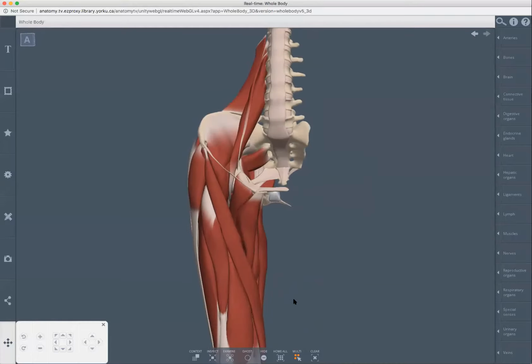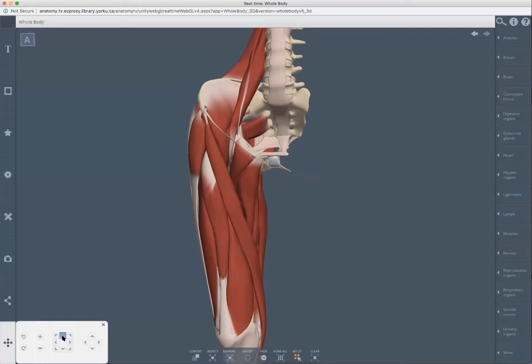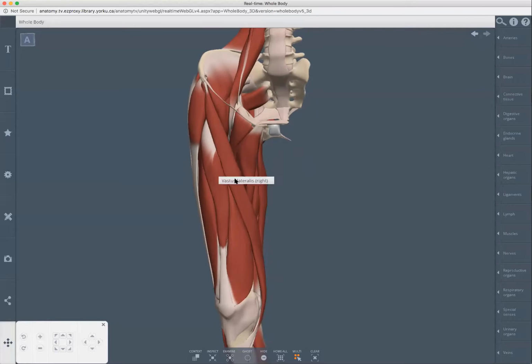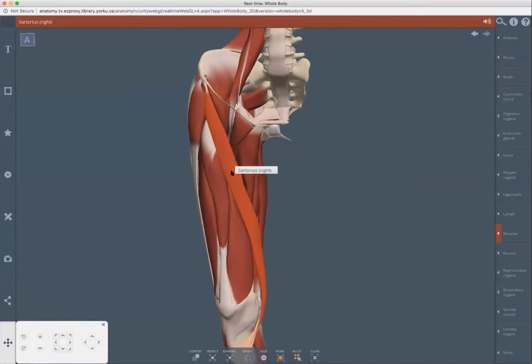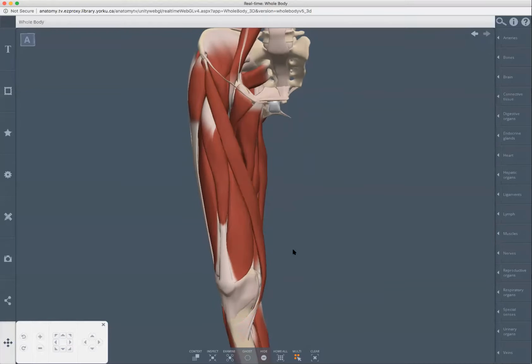And since we're right here, let's do some of these anterior thigh muscles. So now we're moving into the thigh. Okay, so we'll start here with sartorius. You can see it going from the anterior superior iliac spine, crossing medially to insert on the tibia. Here, let's move this up so you can see it. There we go. Okay, so that's sartorius.